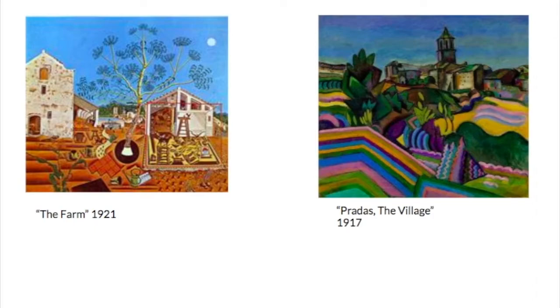Despite his success as a Cubist, Miró was frustrated by the style's rigor and objectivity. Then, he was introduced to the Surrealist Circle in 1924 by André Masson.